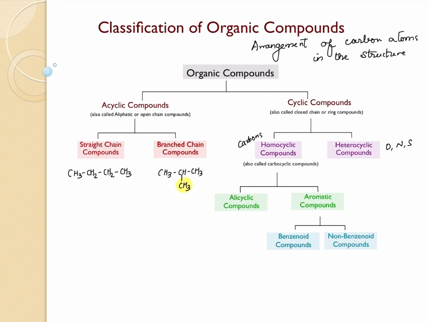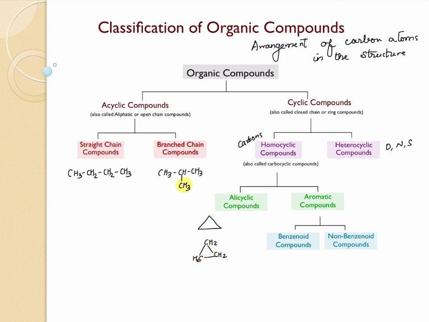The homocyclic compounds can be further divided under two different categories. One is alicyclic compounds and the other one is aromatic compounds. Here are some examples for alicyclic compounds. Cyclopropane, which is generally represented as a triangle, is an example for an alicyclic compound, where you can see at the intersection of each of these bonds, you will see a CH2 group, and a CH2 group. So this is the actual structure of cyclopropane, where you can see that it is the carbon atoms that are forming the ring structure.